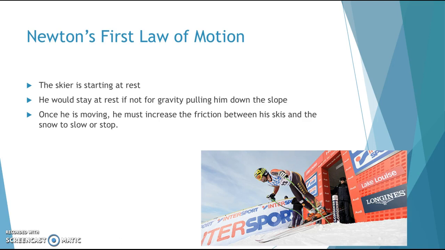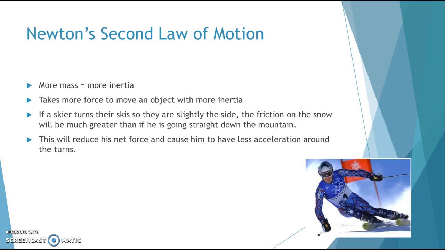Since the skier is starting at rest, he would stay at rest if not for the gravity pulling him down the slope. Once he is moving, he must increase the friction between his skis and the snow to slow or stop. Newton's second law of motion states that an object with more mass will have more inertia and it will take more force to move the object.